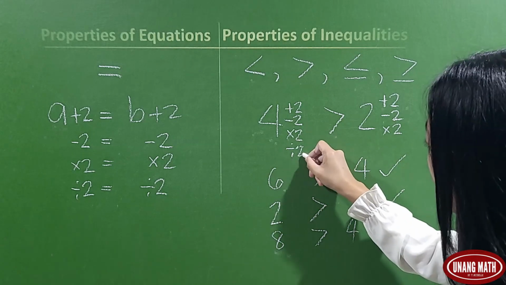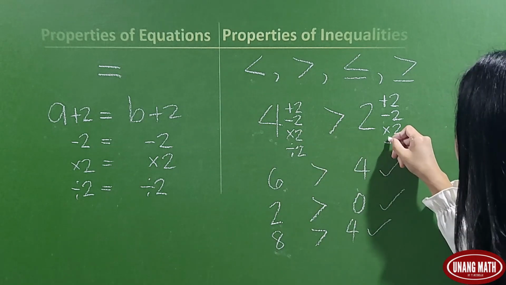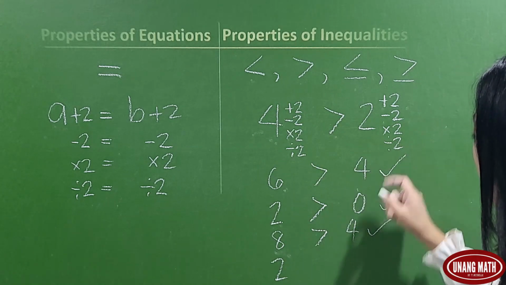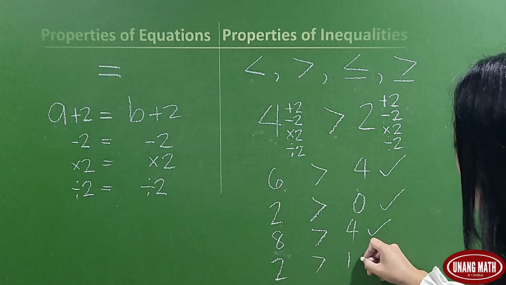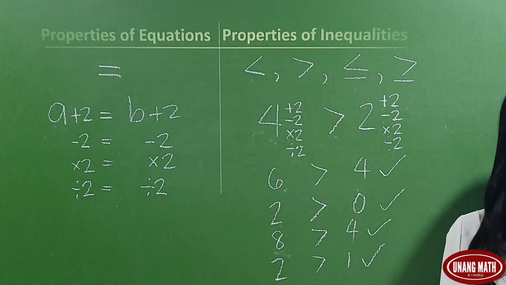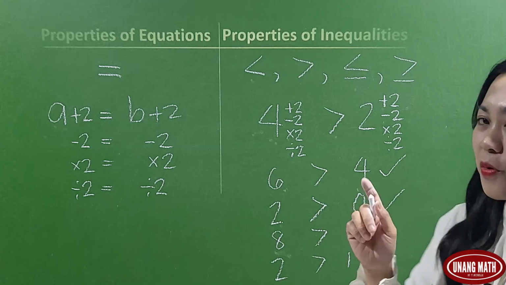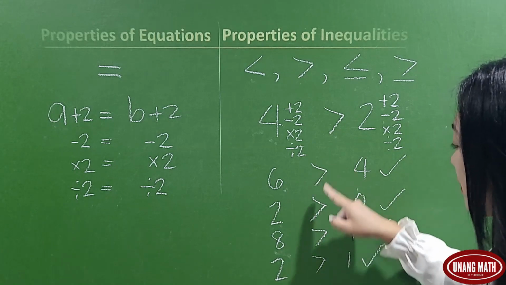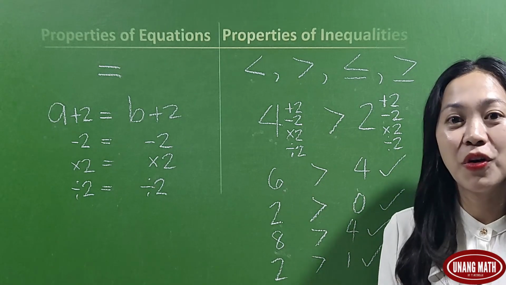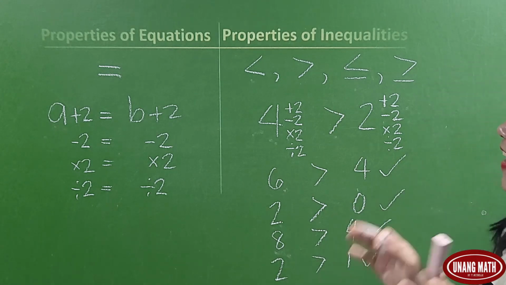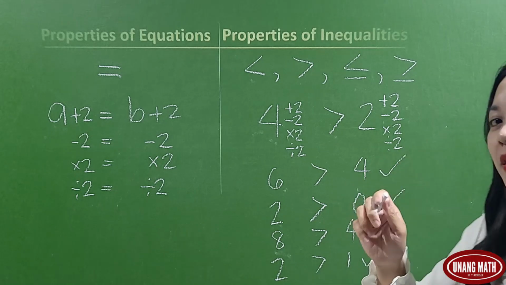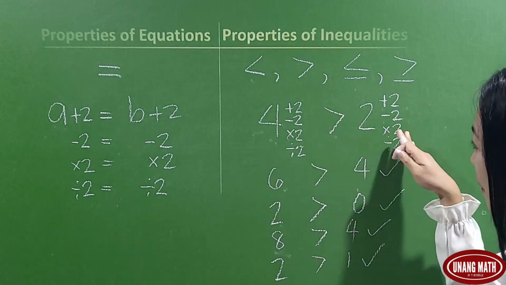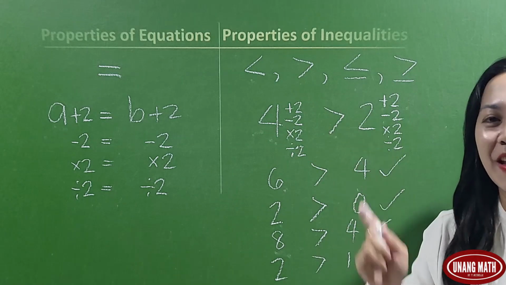Okay, divide 2 on the left side, divide 2 on the right side. So 4 divided by 2 is 2. 2 divided by 2 is 1. And 2 is greater than 1. So this is true. Okay, now, there is only one situation in which the inequality symbol will reverse or change. And that is if you multiply or divide a negative number on both sides of the inequality.